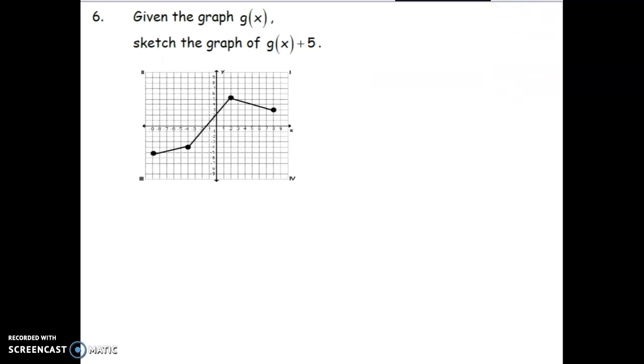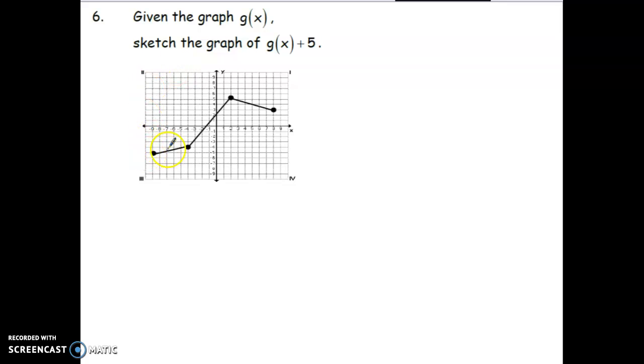Okay, so let's look at this one. We are going to sketch this one. I've got my graph g of x, that's the solid one that's here, and I want to graph g of x plus 5. Okay, so that plus 5 is outside of the function. So look back at what you wrote in the recap box. Which way should this one move the graph? It should move the whole graph up 5.